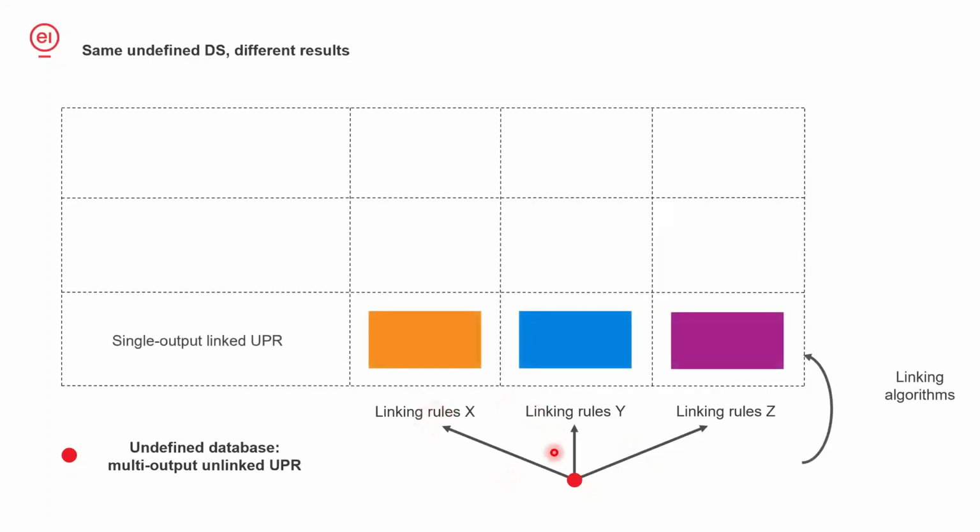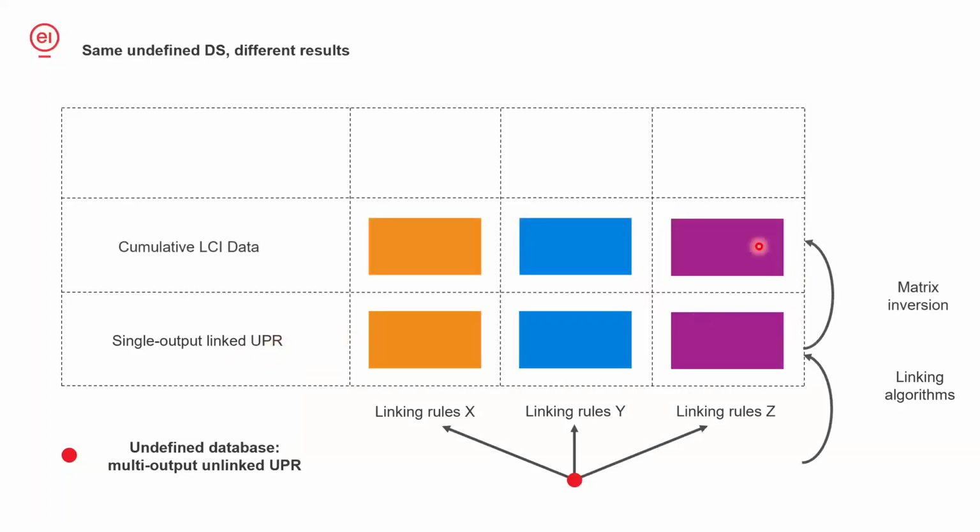Then, from this undefined database, implementing the linking rules, we get the single output linked unit processes. Here we implement matrix inversion and we get the cumulative life cycle inventory data. This is, again, at an activity level, but it's another format of looking at the activity where we have only elementary flows, inputs and outputs from the environment.